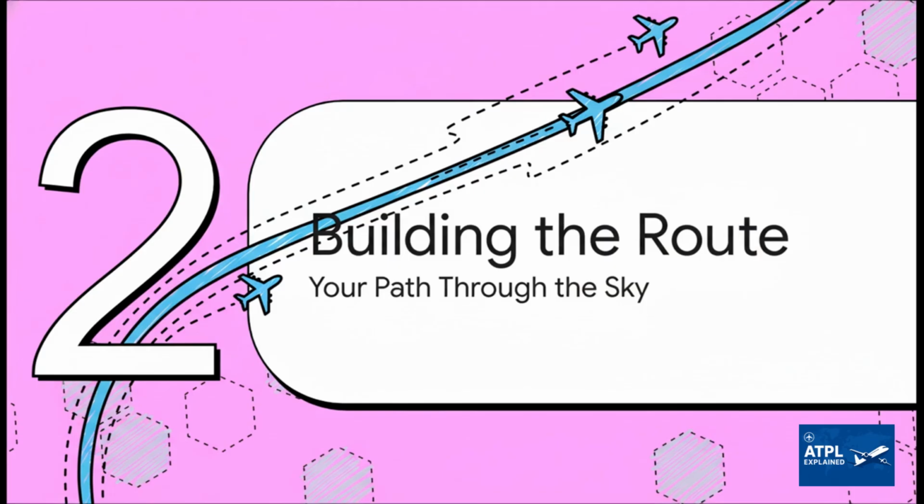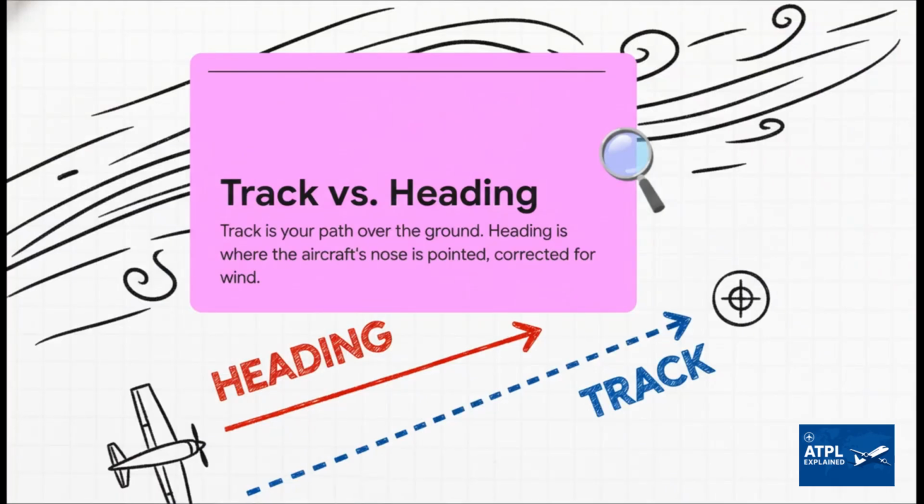First up, the route. And this is so much more than just drawing a straight line between two airports. It's about navigating a really complex three-dimensional highway system up in the sky. Now pay close attention to this one, because this is a classic mistake that trips up so many students on exams. Mixing up track and heading.